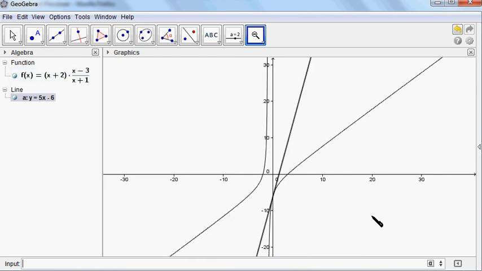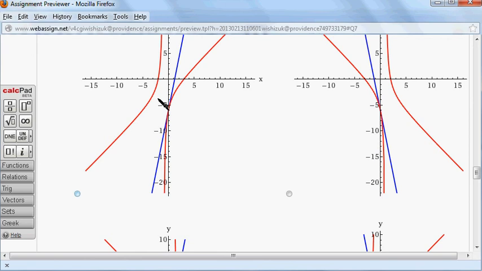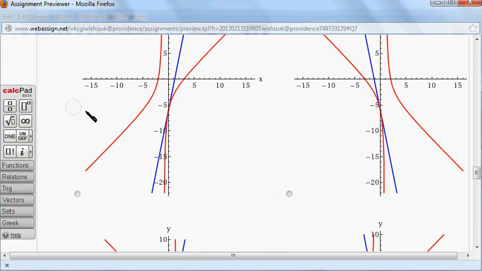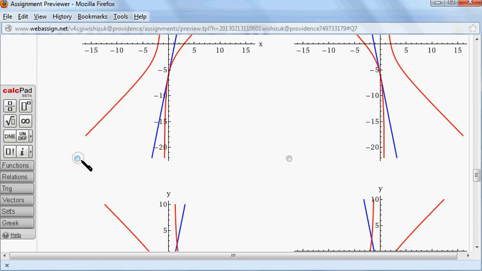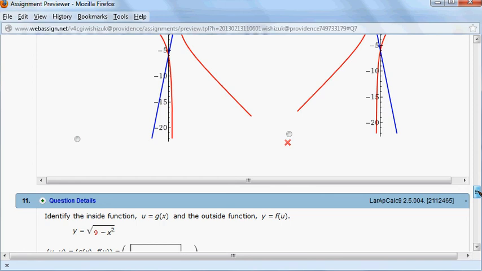All right, so we have the graph. Let's choose the correct graph. Which one was it? Looks like, is this the one? Let's open up GeoGebra to compare. That looks like it. Let's check the other ones too. This is not it, and that's not it, that's not it. So the correct one is this. The last two, you can see that the blue lines are not even tangent lines, so they can't be right.